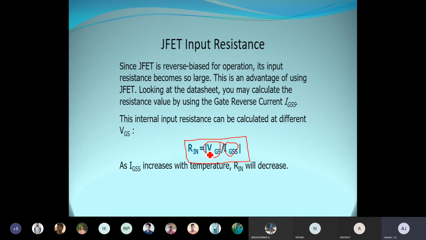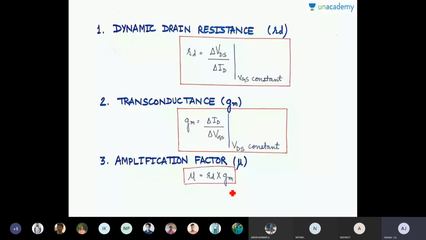Okay, so in your examination, they will mainly ask problems based upon the drain resistance as well as the transconductance. And one more is there, the amplification factor. This is your drain resistance, which we have already seen, and this is your transconductance. By keeping VDS constant, I calculate the transconductance as the ratio of your drain current to your VGS.